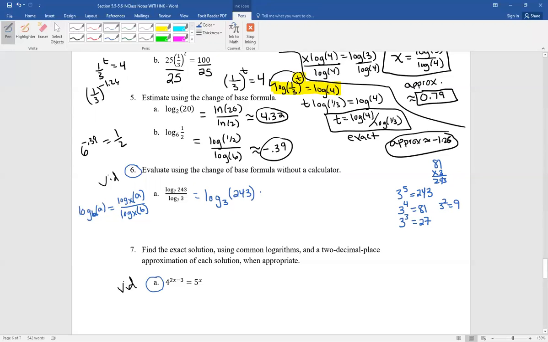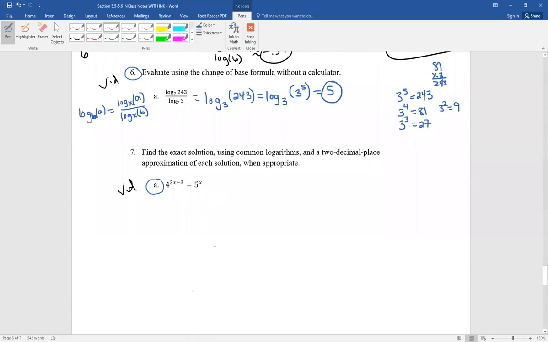So if I can rewrite that argument as 3 to the 5th, then we had a property that says if the base on a log is the same as the base in the argument, the answer is just the exponent. So this actually evaluates to 5. And that's just using the change of base formula backwards. We turned a change of base formula back into the original logarithm.